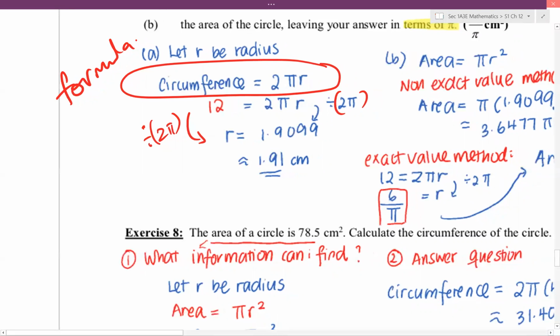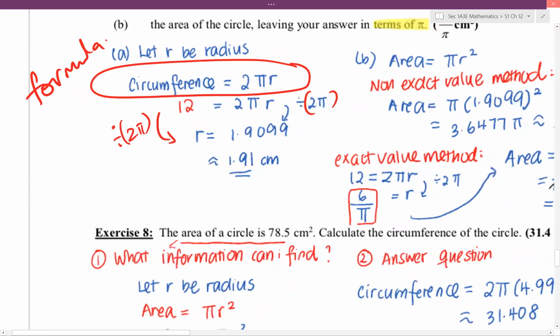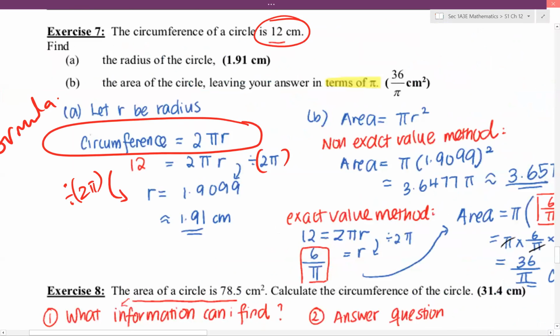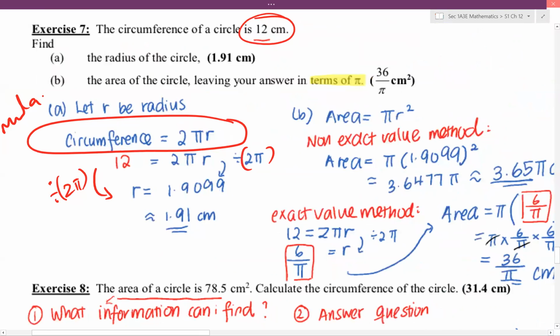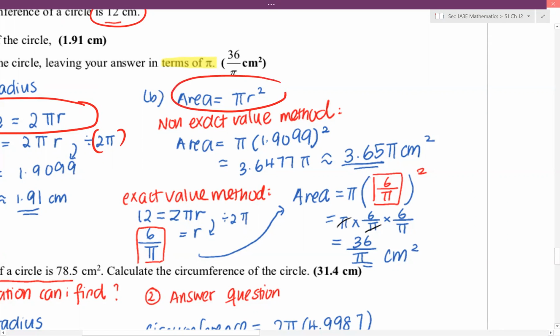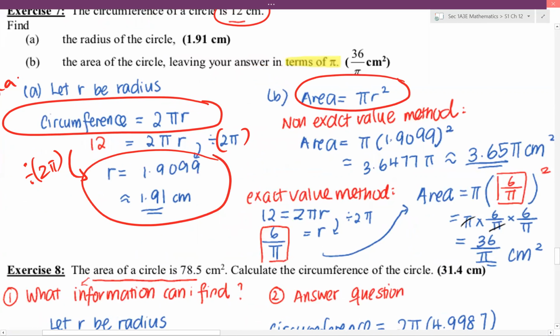Next, find the area of the circle. Leave your answer in terms of pi. There are two methods shown over here. I have a preference, but I'll teach you both. In both cases, you need to write down the area, pi r square. The question is, what is the value of r? We found that r was 1.91 cm to 3 SF.